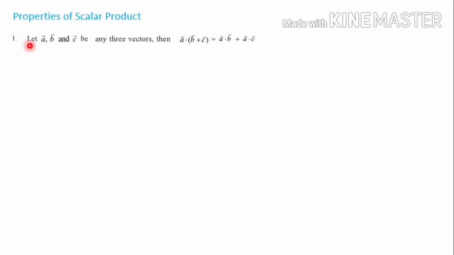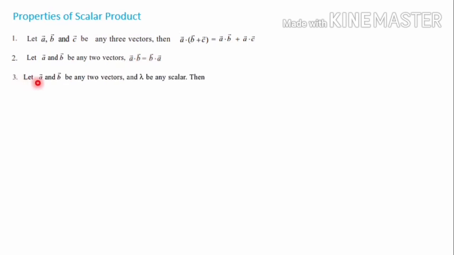The first property is: let vector A, vector B and vector C be any three vectors. Then vector A dot vector B plus vector C is equal to vector A dot vector B plus vector A dot vector C. This is called the distributive property of scalar product over addition. And the next one is: let vector A and vector B be any two vectors. Then vector A dot vector B is equal to vector B dot vector A. That we can say is a commutative property. So scalar product is commutative.